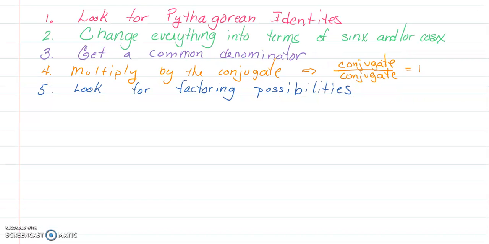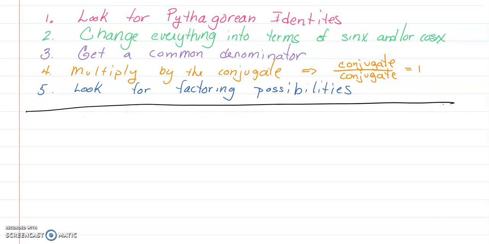And the last strategy is to look for factoring possibilities. Once again, I'm not saying in this order. These are tools that I have to use, and I need to pull them out when possible. So my first few examples that I'm going to go through with you will all have the same direction. Basically, we're just going to simplify.